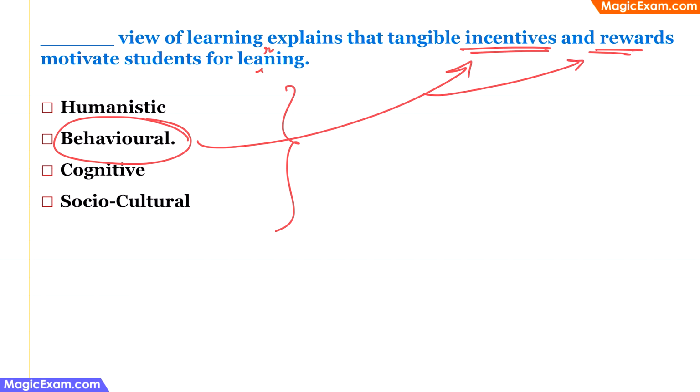Therefore, if you give them these incentives and rewards, you are motivating students. So you are trying to control their behavior. Therefore, behavioral view of learning explains that tangible incentives and rewards motivate students for learning, and that is the correct answer here.